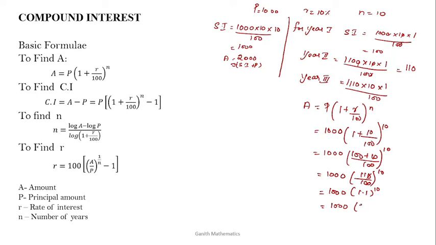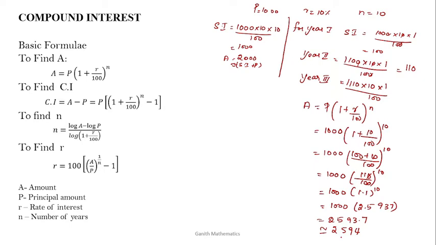So we have to find the value of 1000 into 1.1 the whole power 10. That will be 2.5937, so this value will be 2593.7, which is approximately 2594. So in simple interest, you'll get 2000 rupees. In compound interest, you'll get 2594, because we are considering the interest along with the principal for each year. So always the compound interest gives the maximum benefit compared to the simple interest.